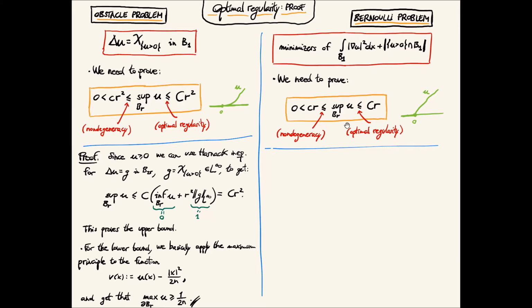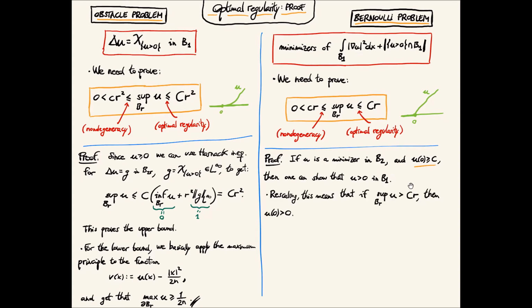What about the Bernoulli problem? Well, in the Bernoulli problem, you have two observations that prove the bound from above and below. If U is a minimizer and U of 0 is bigger than a constant, there exists a constant depending only on the dimension such that if U of 0 is bigger than this constant, then U is positive in all of B1. This is an easy exercise. You can even prove it by compactness.